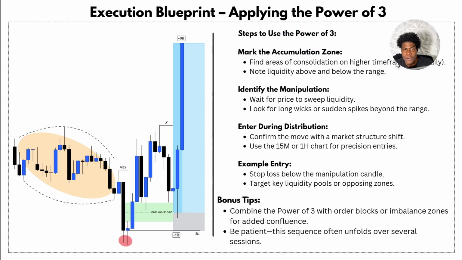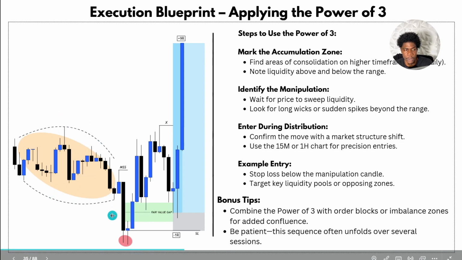Some key notes: find areas of consolidation on the higher time frames, such as the 4-hour or the daily time frames, and note liquidity above and below the old range. As you guys can see right here marked in orange, this is our consolidation range. Liquidity is being built above and below this old range right here.